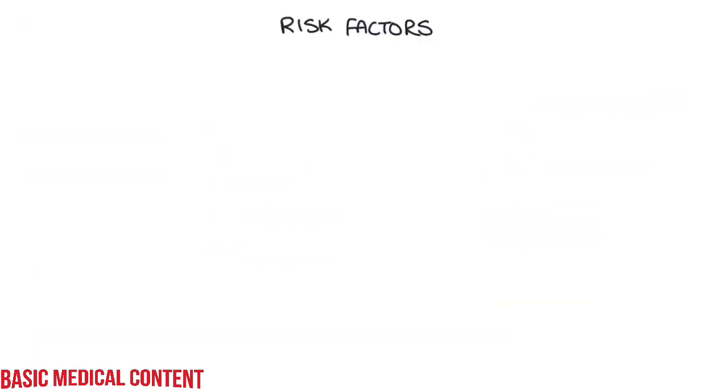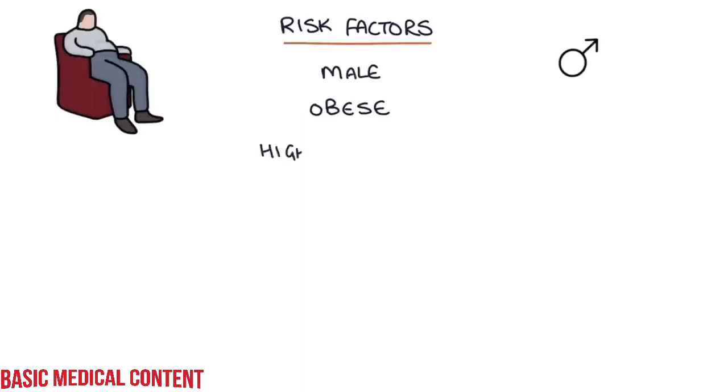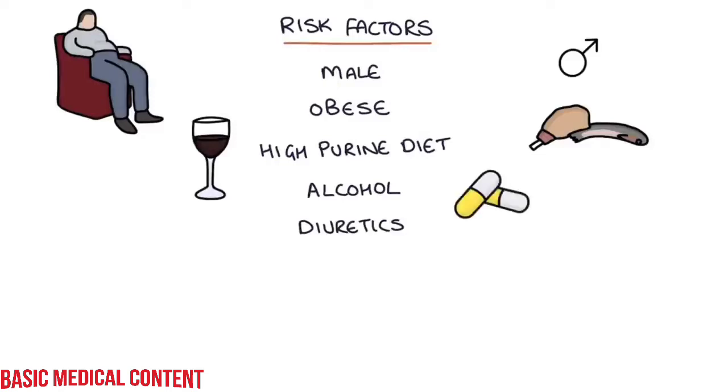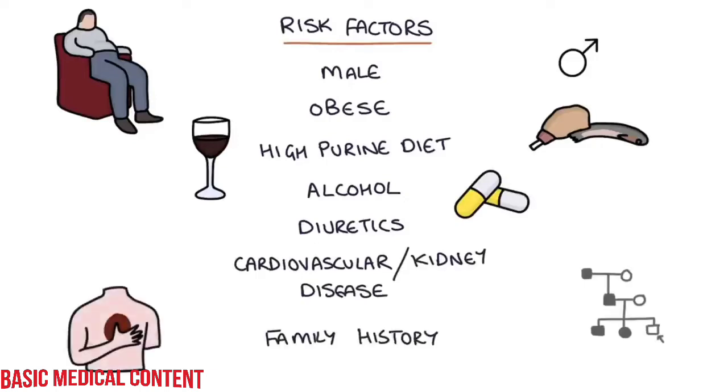So what are the risk factors for developing gout? It's very important to identify the risk factors because gout very rarely occurs in people without risk factors. However, people who have many risk factors are much more likely to get the condition. So the risk factors are being male, obese, having a high purine diet, so this is a diet high in meat and seafood and other things containing purines. Alcohol is a risk factor, using diuretics like thiazide diuretics, having existing cardiovascular or kidney disease, and having a family history of gout.